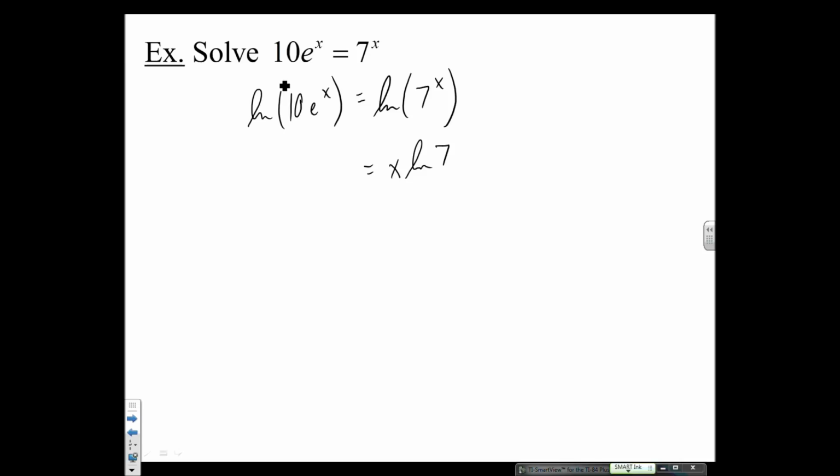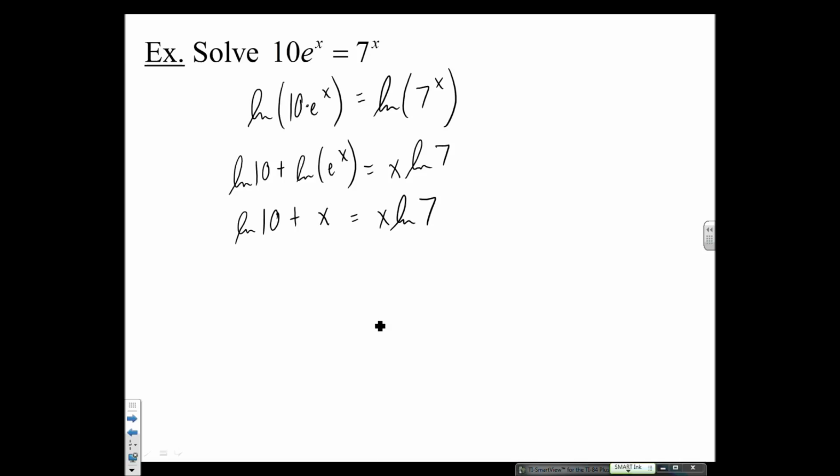I'm going to think of this inside stuff as 10 times e to the x power. And if I'm multiplying two things inside of a logarithm, that means that it's the log of the first plus the log of the second. We have to do this. We have to split it up into these two pieces. And now I could bring the x out in front. Now I'm left with a natural log of e, which is just 1.